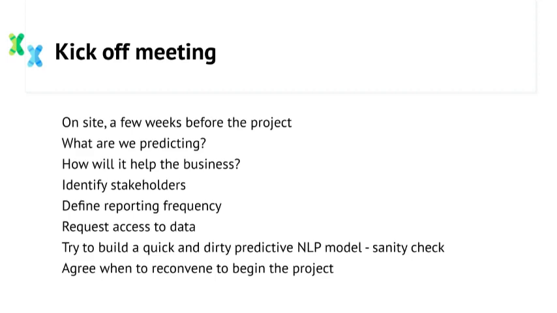In most organizations, access might take at least a week to be granted because it has to go through the IT department, for example. We need to try and then get started in this kickoff meeting and build a very quick and dirty machine learning model. This is a sanity check to ensure that machine learning really can achieve something on this problem and what level of accuracy we should aim to beat.